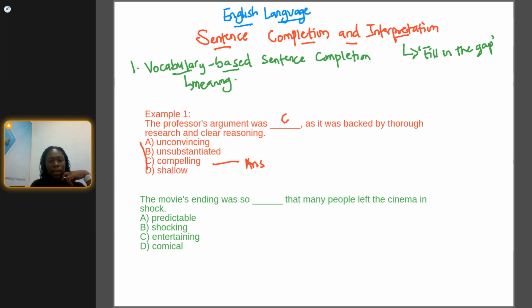So when we look at the options, we look at option A, predictable. What does predictable mean? It means easy to guess or expect. That's like to predict, like you can easily guess something. When you talk about shocking, then you're talking about something surprising, or it could be upsetting. Then option C, entertaining. Entertaining means fun to watch, something enjoyable, fun to watch or fun to read. Then comical means something funny or humorous.